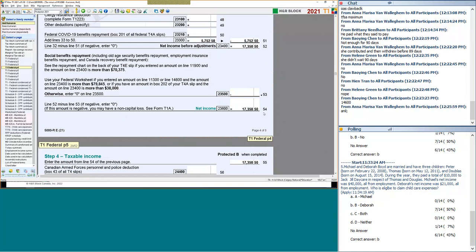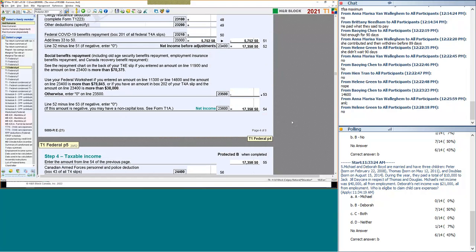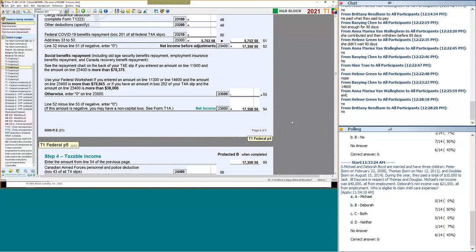Will Sri get any spousal amounts for him? Will she have a personal credit for spousal amount? What do you think? Nope, his income is too high. He would have to have income under $13,808 because nobody's disabled or infirm. That's the number you have to watch out for. So because his income has to be under $13,808, she's not going to get that.